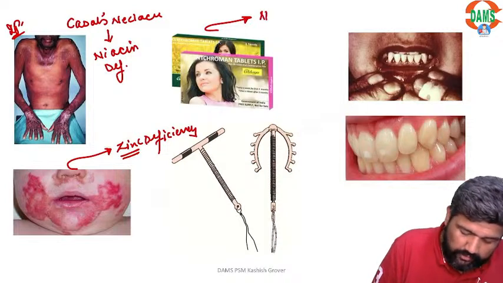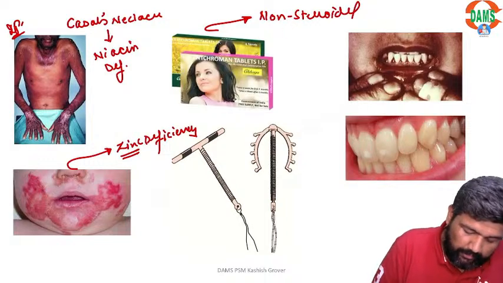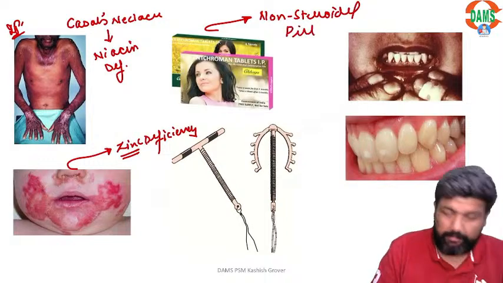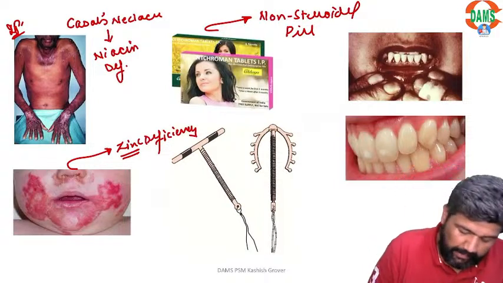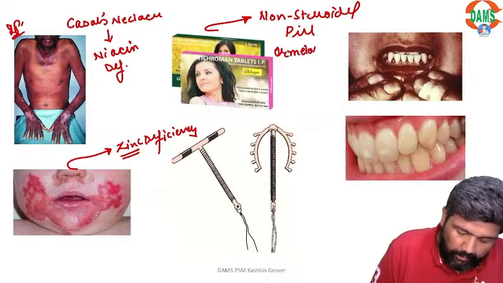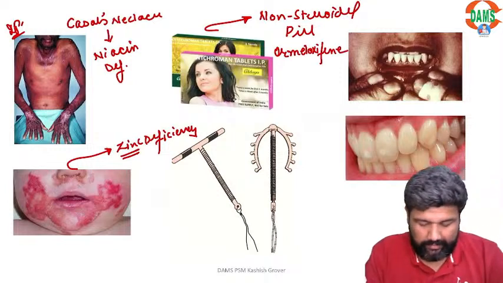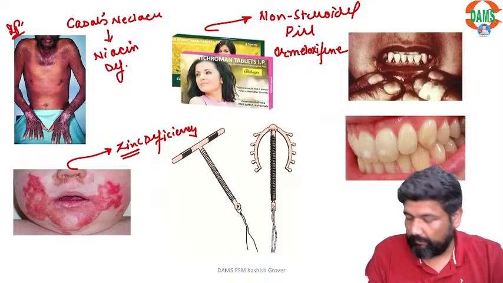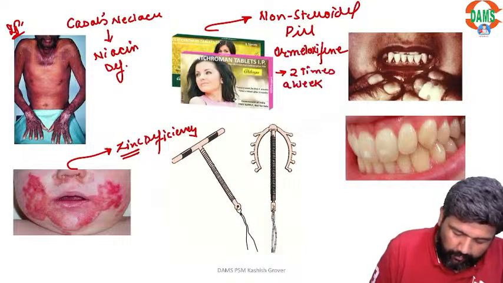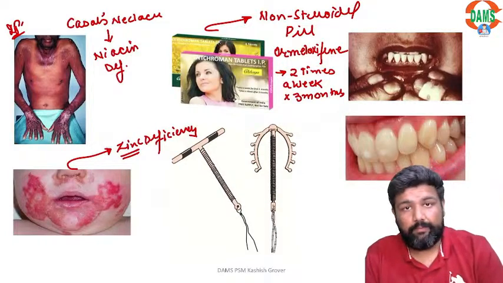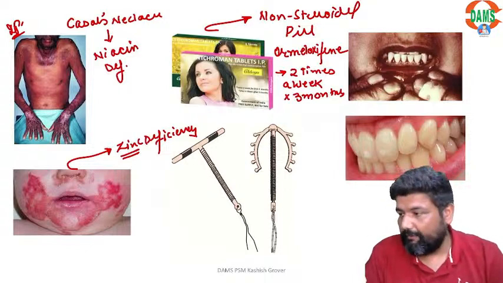Now, guys, Centchroman is important. This is a non-steroidal pill, not OCP. OCP is used for the hormonal ones. This is a non-steroidal pill, also called ormeloxifene. It is given twice a week for the first 3 months. After that, it is given only once a week.